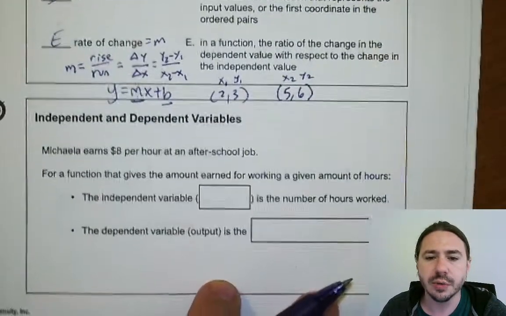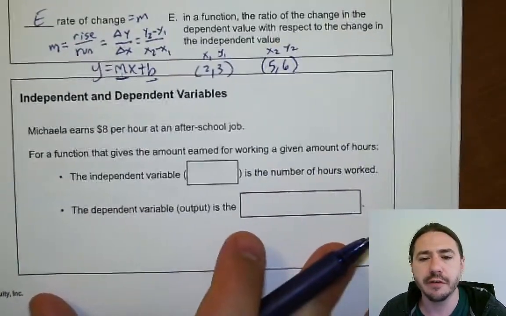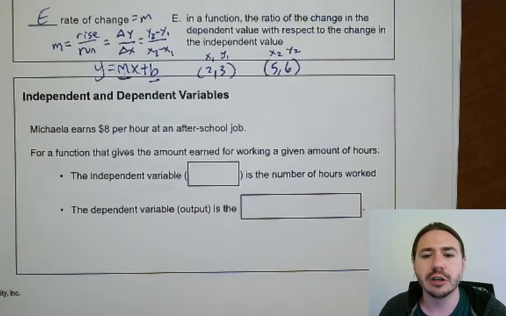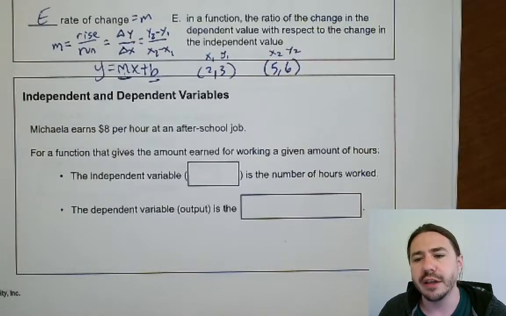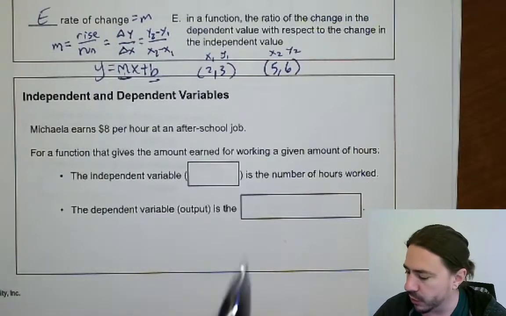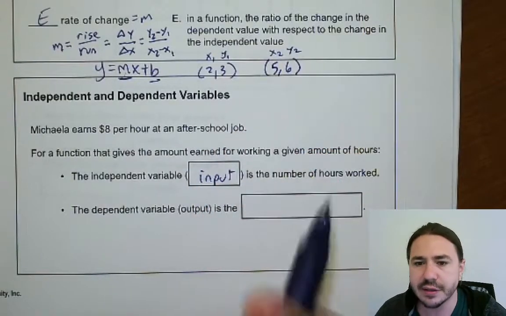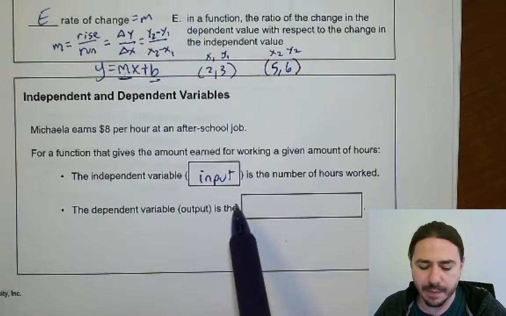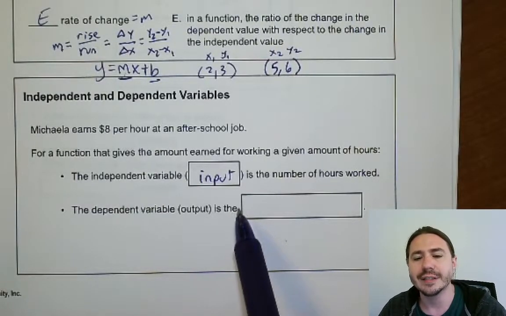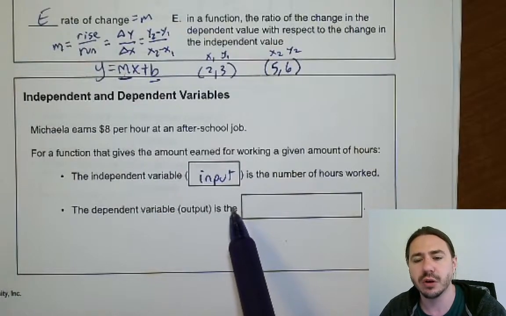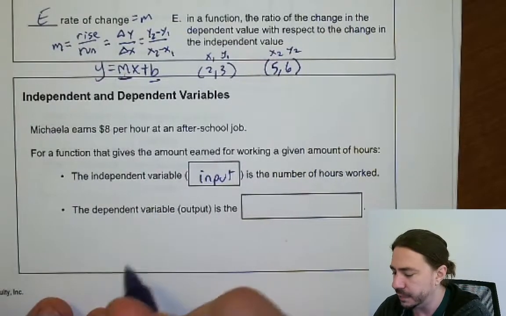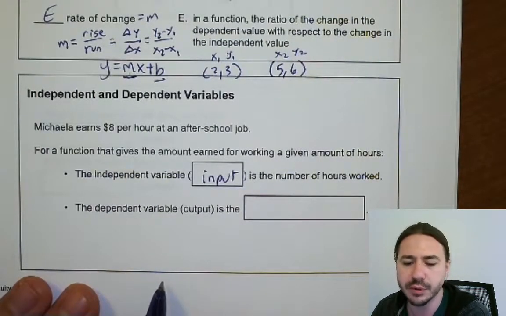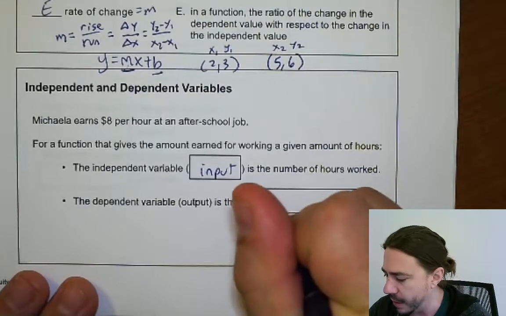So let's look at a situation here and see if we can determine the independent and dependent variables. It says Michaela earns $8 per hour at an after-school job. Find a function that gives the amount earned for working a given amount of hours. So the independent variable, which is our input here, is the number of hours she worked. The reason we say that is because the amount that she's earning depends on how many hours she works. So that phrase "depends on" is really going to be the clue as far as what's independent and what's dependent, what's input, what's output. The output is the amount earned.